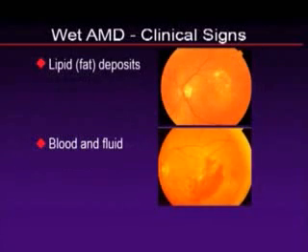Let's look at the clinical signs of wet macular degeneration. As we all know, if you see hemorrhage in the retina, if you see exudate in the retina, or subretinal fluid in a patient with macular degeneration, it usually means that there is some neovascular conversion.